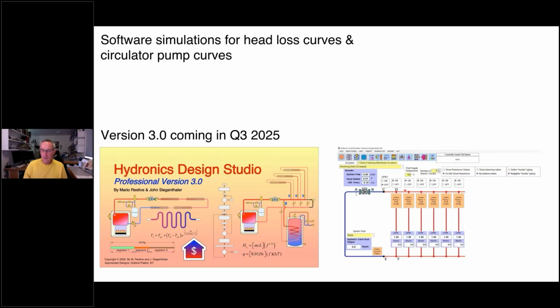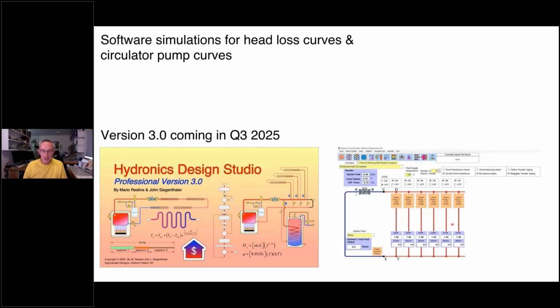And you can create circuits with multiple branches. You can pick a circulator from a list. You could tell it the pipe size. You could tell it the fluid temperature. You could select the fluid that's in the circuit. And this will literally simulate what would happen if you create this circuit and put this circulator in it. And you can do all the what ifs. What if I add another branch? What if I change a pipe size? What if I go to 40% propylene glycol versus 20%?